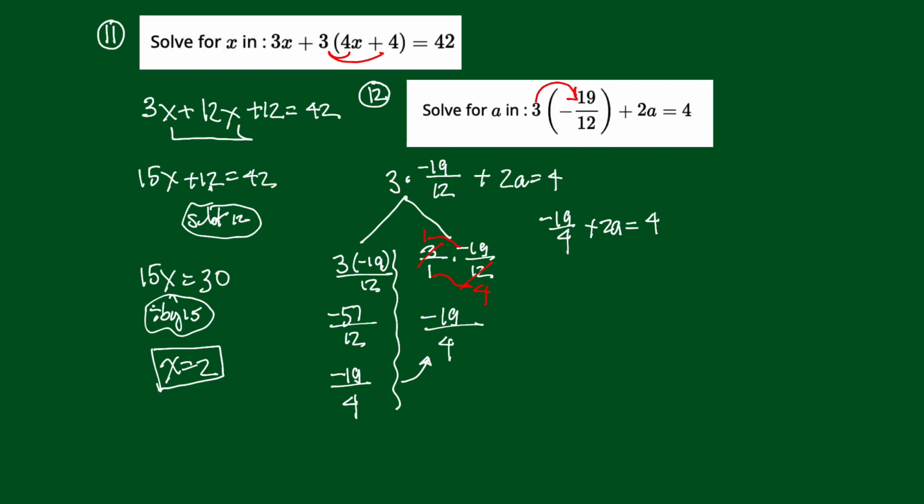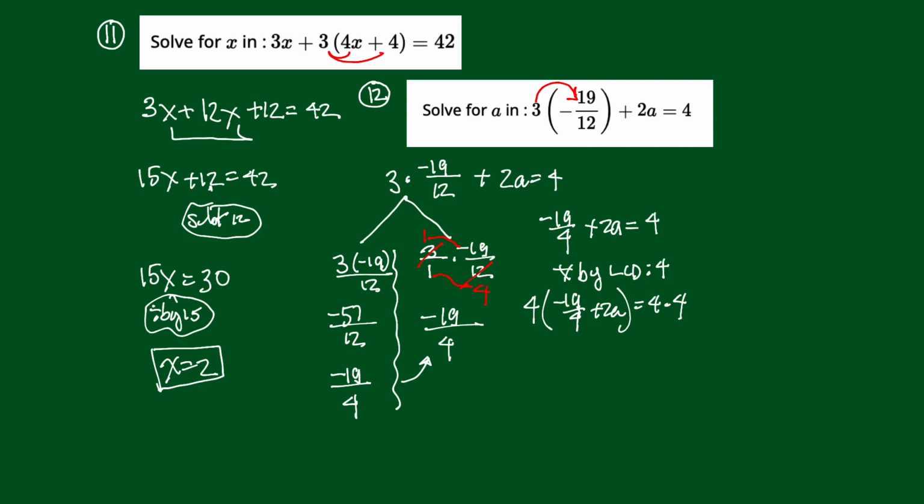So what I'm going to do here, I'm going to write this out. Multiply by the LCD, the least common denominator, which is 4. All right, so multiply both sides by 4. It will look like this: 4 times negative 19 over 4 plus 2a equals 4 times 4.